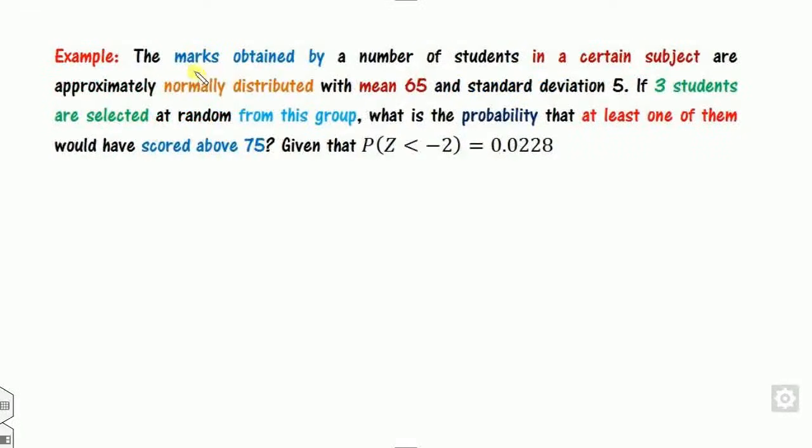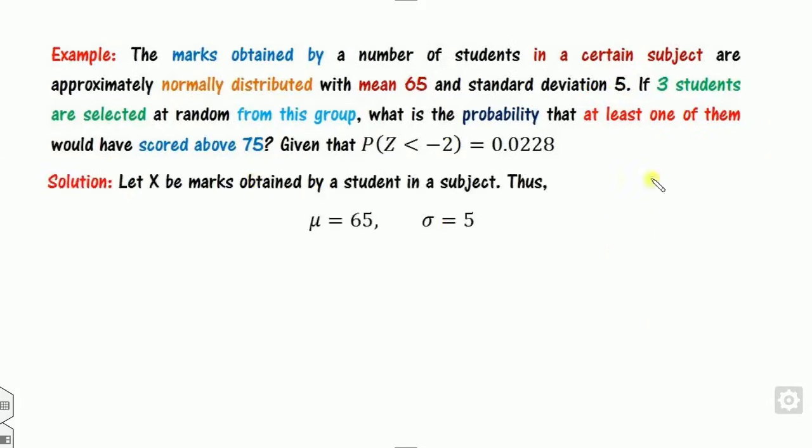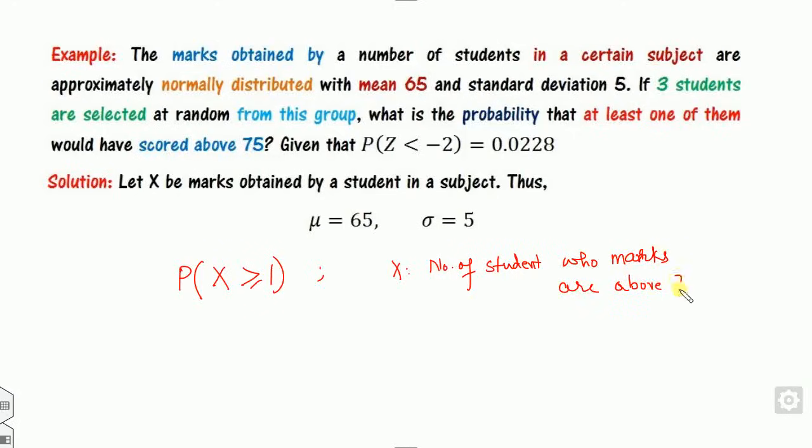Okay, look at the next one. The marks obtained by a number of students in a certain subject are normally distributed with mean 65 and standard deviation 5. So the mean and standard deviation are given. If 3 students are selected from the group, what is the probability that at least one of them has marks above 75? So what do you want to find? At least one of them. What is your x? The number of students selected whose marks are above 75. Now think about this question, that's the important point.